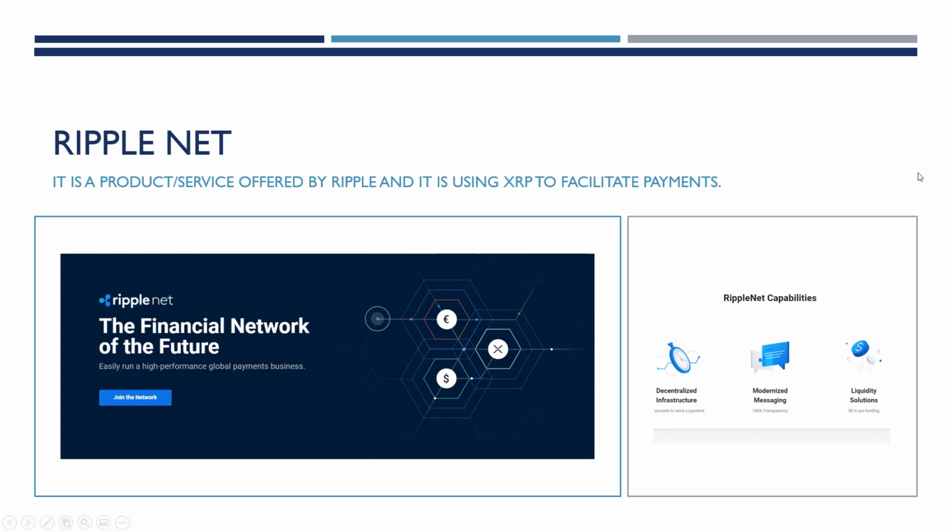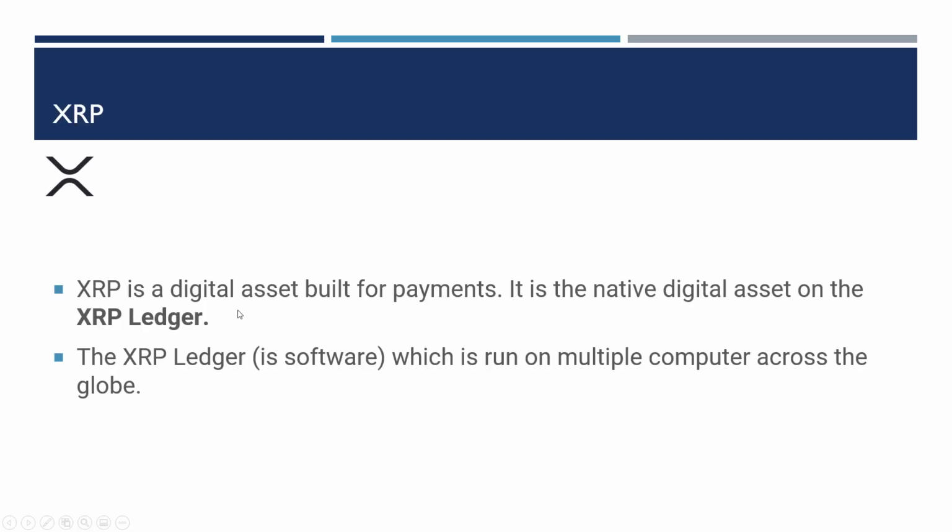Alright, so I hope I highlighted the differences here. Like I said, RippleNet is just a product which is leveraging and using XRP, and XRP itself is just a digital asset anybody can use, which is part of the XRP ledger, and the XRP ledger is decentralized and nobody has central control over the XRP ledger.